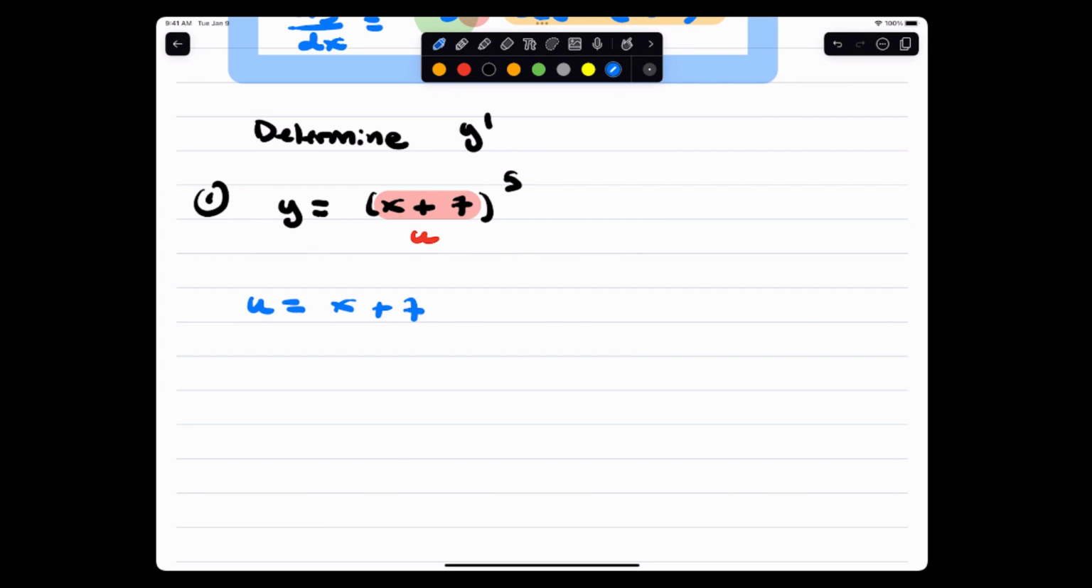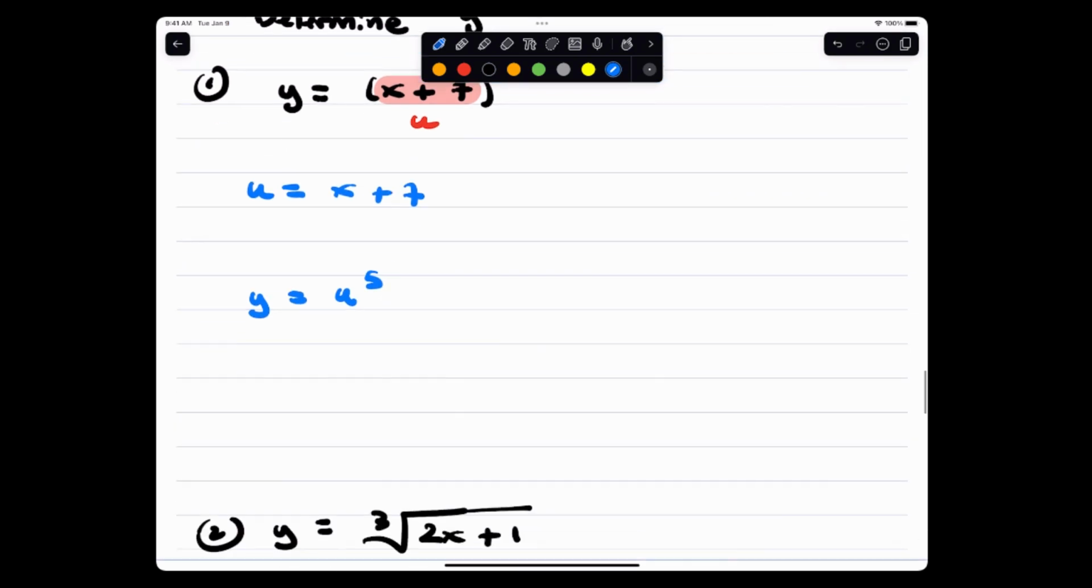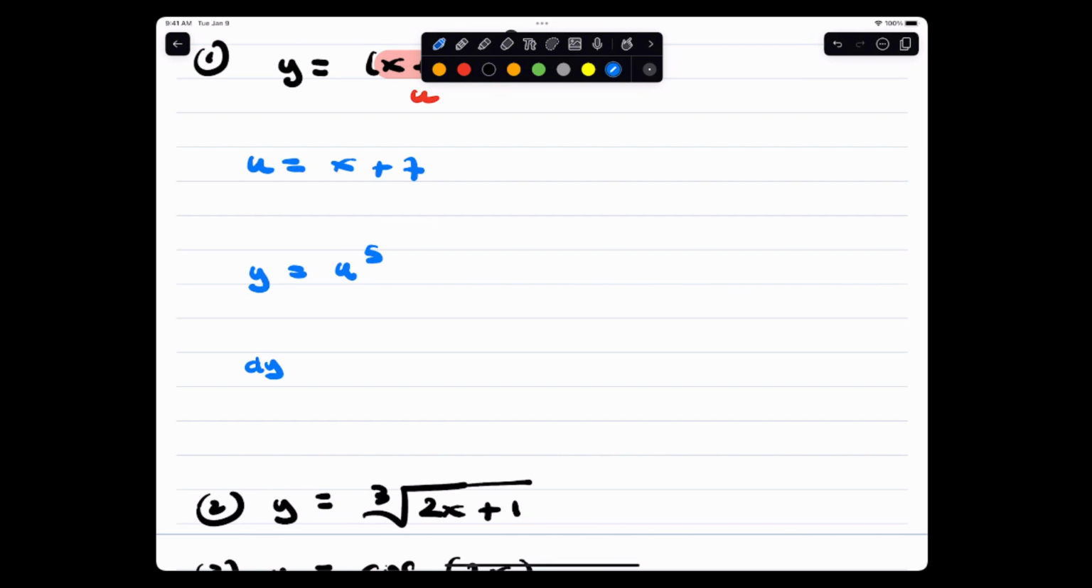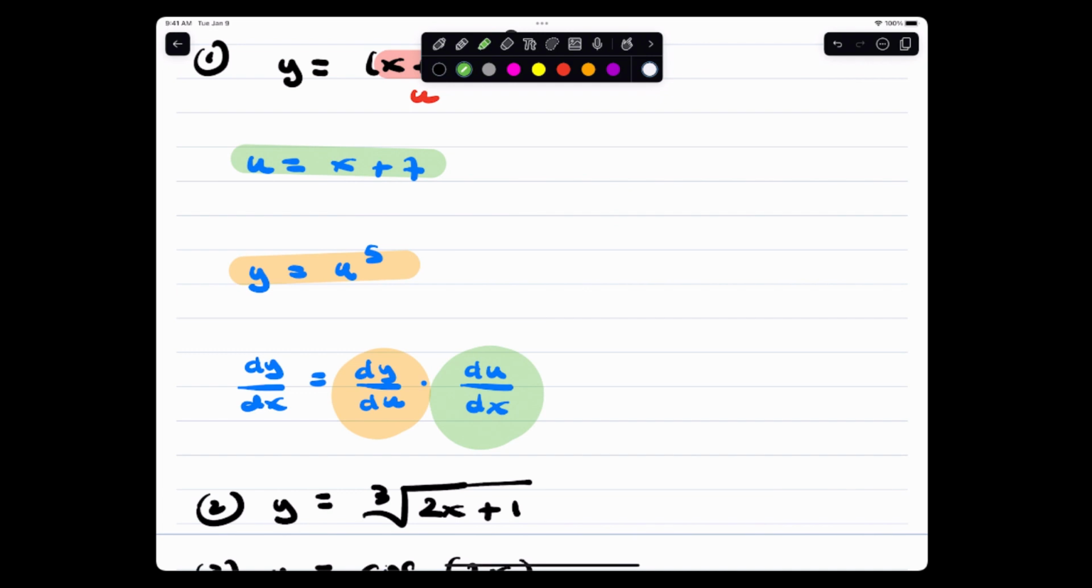What does that mean y will be then? Isn't y u to the 5th power? Okay. What's the chain rule? dy/dx is dy/du, right, times du/dx. Okay. So here's my orange. This is what I do first. Here's green. This is the chain. Okay. All right.